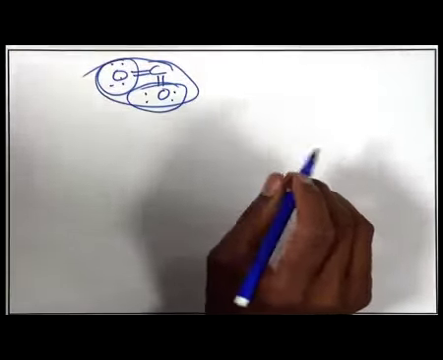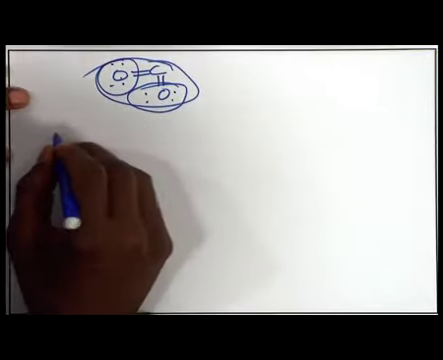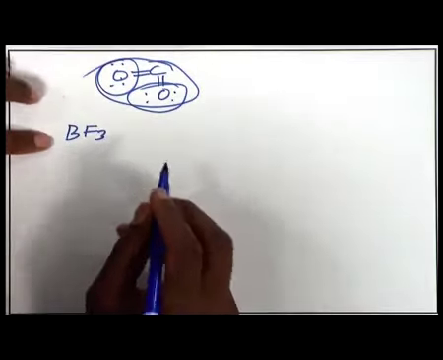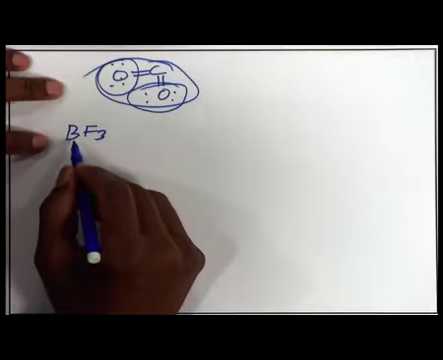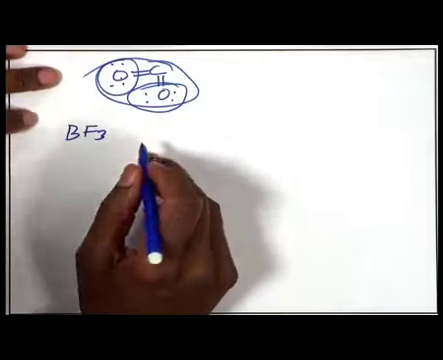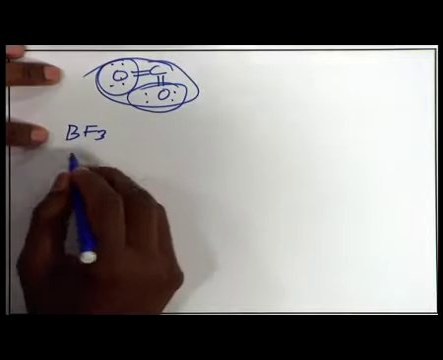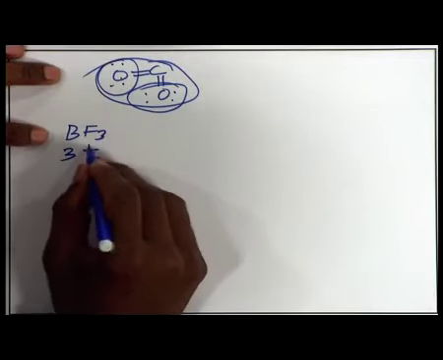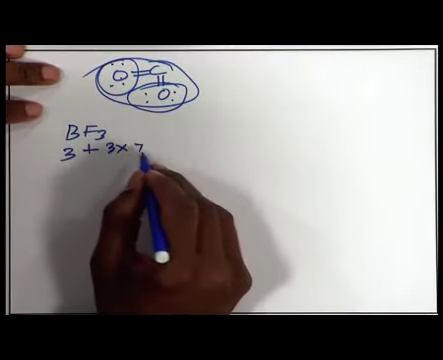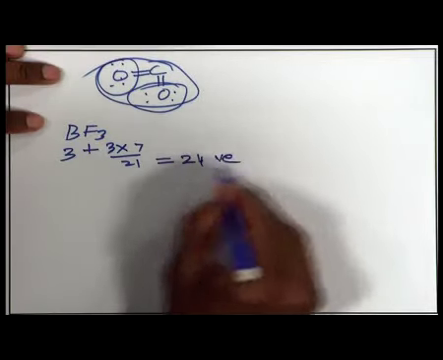Now let us go to another case. Take a molecule of this type, with a central atom: BF3, boron trifluoride. Here the central atom is boron, and the terminal atoms are fluorine. Boron is surrounded by 3 fluorine atoms. First, the job is to draw the Lewis dot structure. Boron's valence electron count is 3. Fluorine has 7 electrons each, so 3 times 7 is 21, plus 3 makes 24 valence electrons.